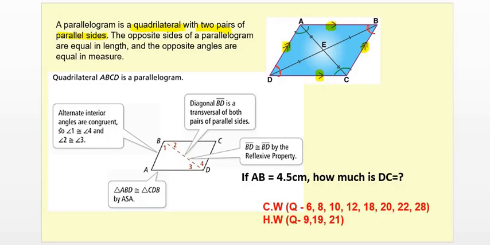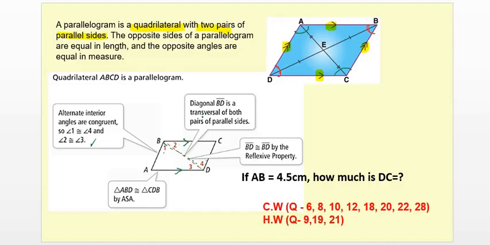It says alternate interior angles are congruent. That means angle 1 is congruent to angle 4 and angle 2 is congruent to angle 3. Whenever you draw a diagonal in the quadrilateral, and you know that this line is parallel to this one, we get the pair of the alternate angles. So that's why angle 1 will be equal to angle 4 and angle 2 will be equal to angle 3.